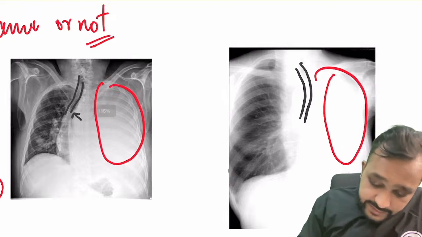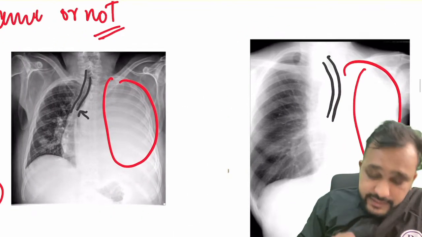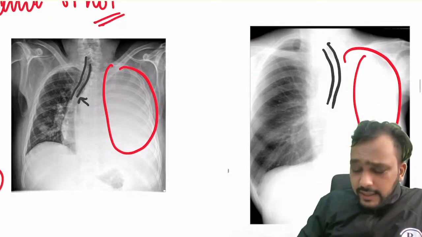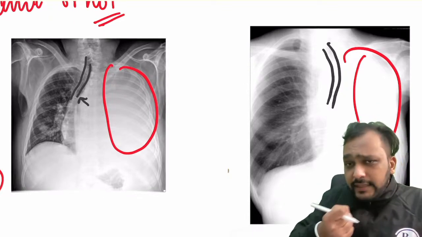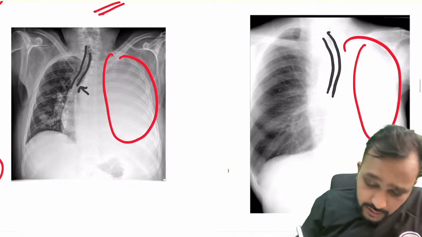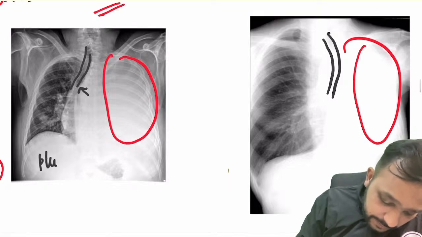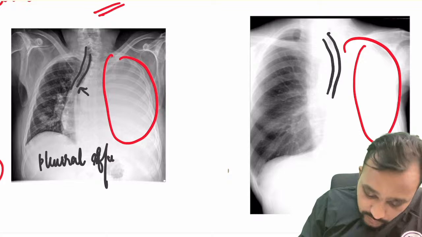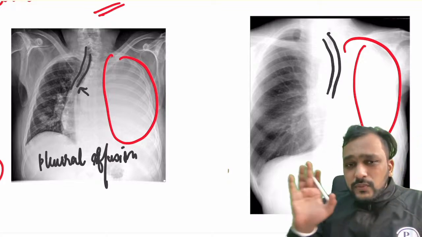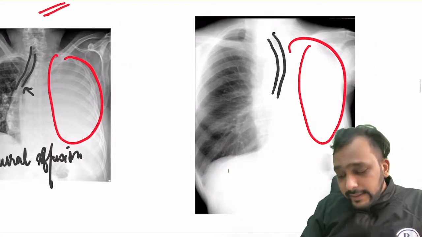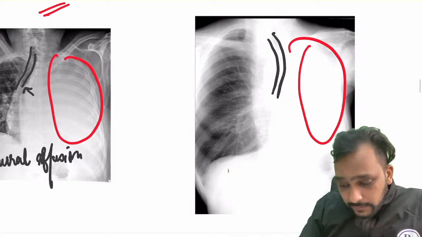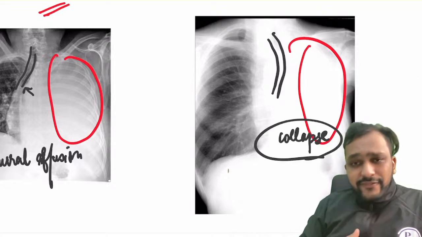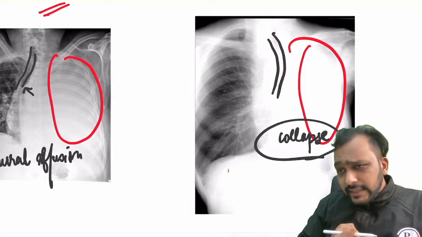So in the first x-ray we can see that the trachea is deviated to the opposite side, and in the second x-ray we can see that the trachea is deviated to the same side. The first x-ray is due to pleural effusion. An effusion will push the trachea to the opposite side, and the second x-ray is due to collapse of the left lung, and you will see that the trachea will be pulled towards the same side.